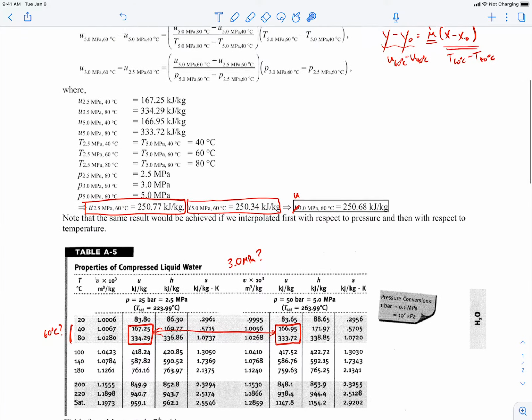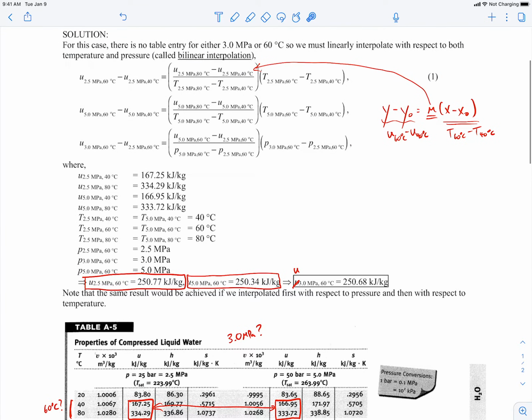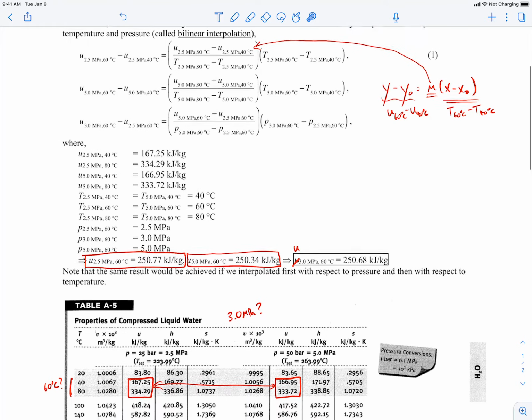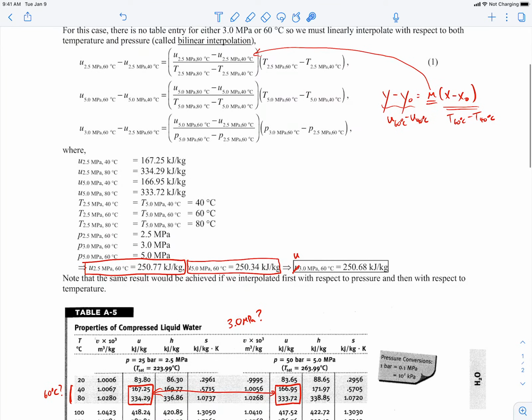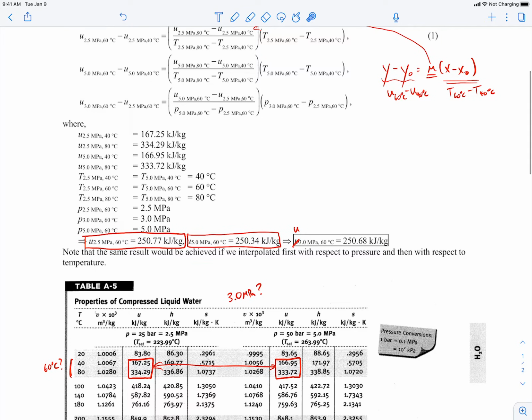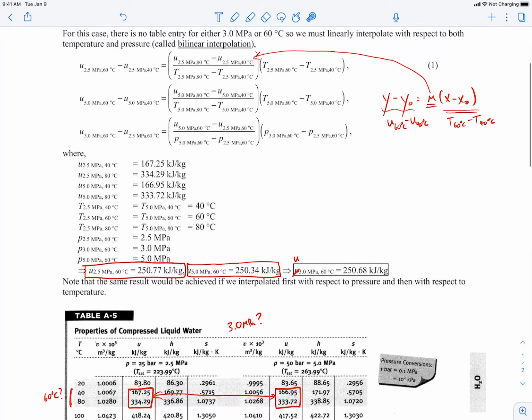Okay, so hopefully all that makes sense. It's just using linear interpolation a few different times. It's a little more tedious than doing it just once, but if you have a temperature and pressure that don't fall into nice values within the table, you have to do the linear interpolation a few times. So we'll end it there.